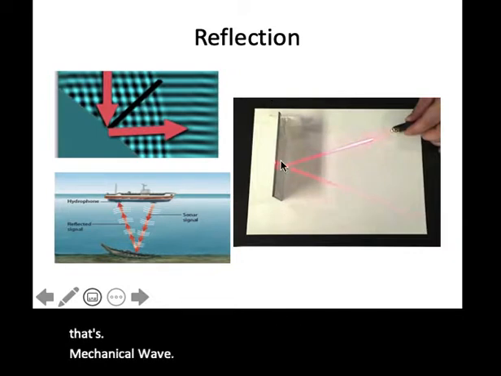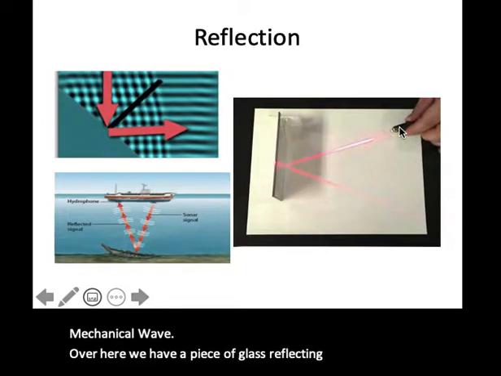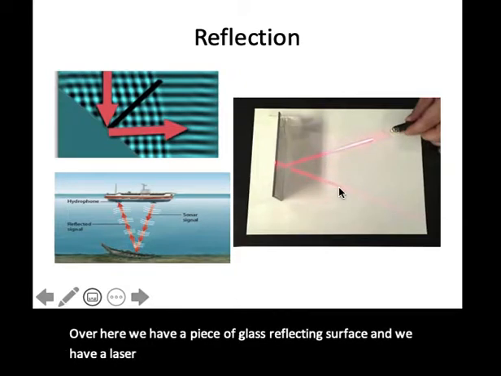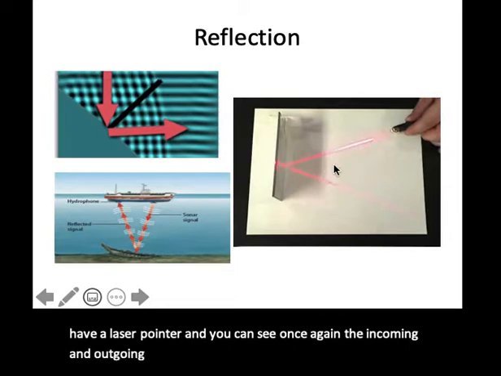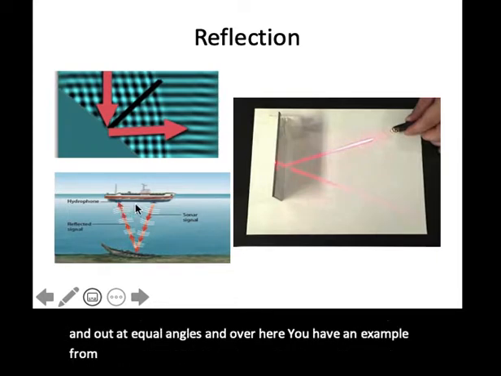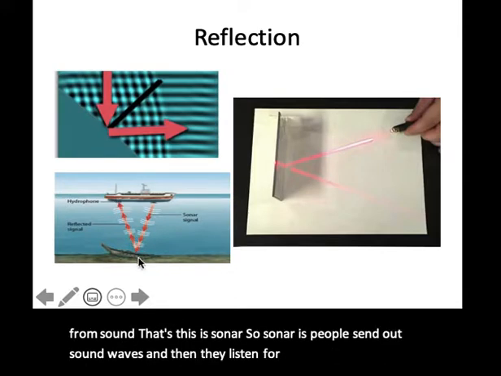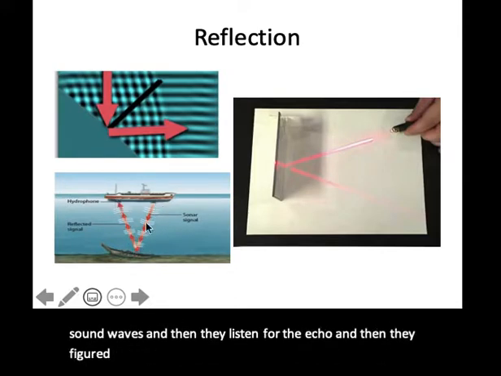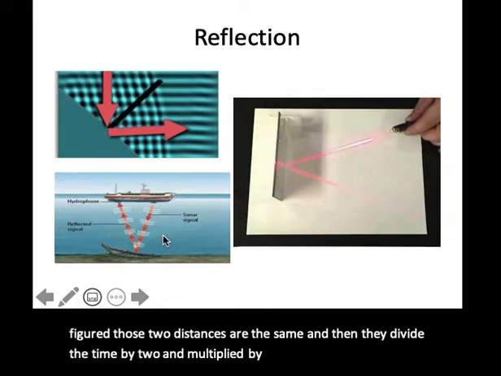Over here we have a piece of glass, a reflecting surface, and we have a laser pointer, and you can see once again the incoming and outgoing rays, the incident and reflected, are coming in and out at equal angles. And over here you have an example from sound. This is sonar. So with sonar, people send out sound waves, and then they listen for the echo, and they figure those two distances are the same, and then they divide the time by 2 and multiply by the speed of sound and figure out how far away things are.